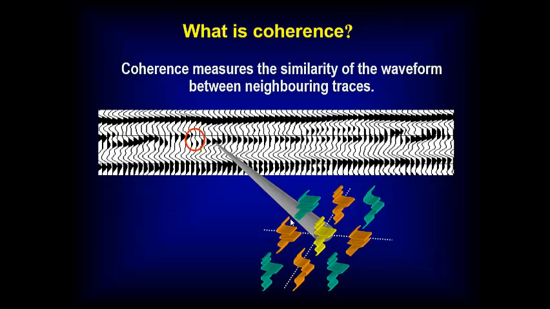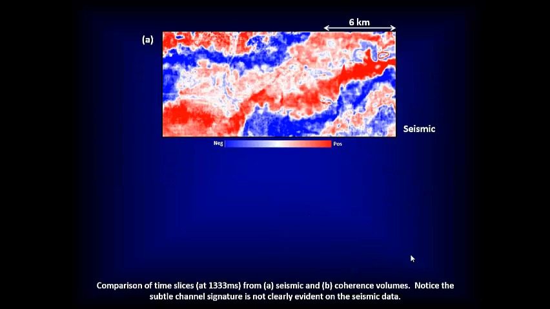Now, coherence is a three-dimensional process, and it needs samples in each of the three directions. As I show in this cartoon below, you have three samples picked up in the inline direction, three samples in the cross-line direction, and a certain number of samples in the time direction, which can be utilized for the computation of the coherence attribute.